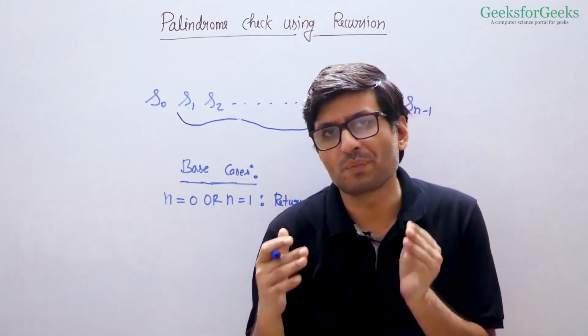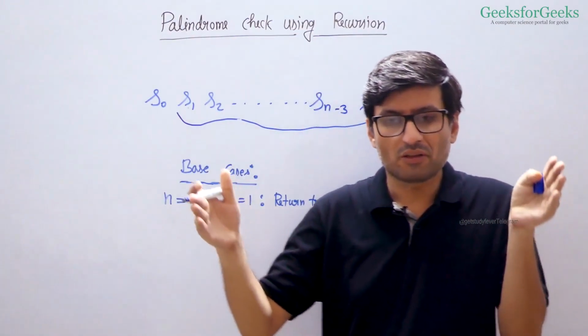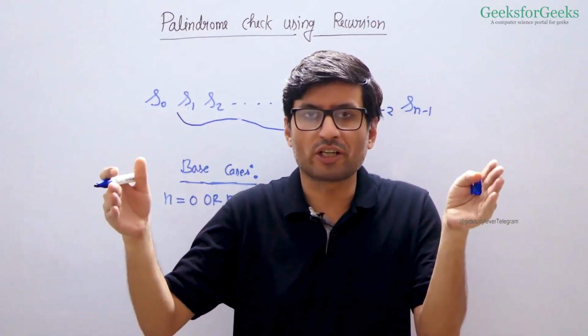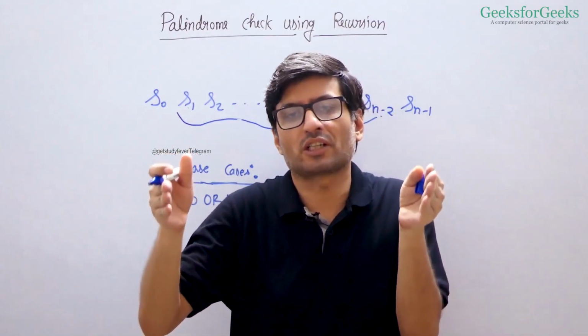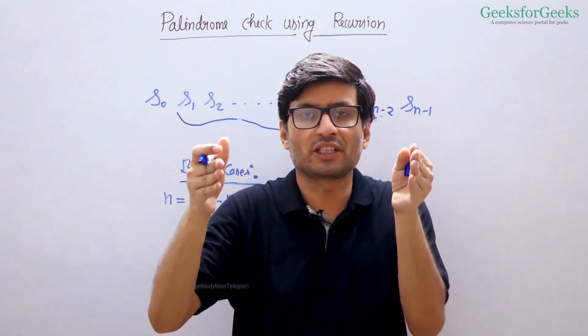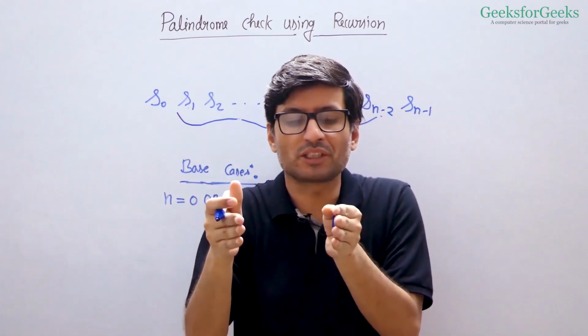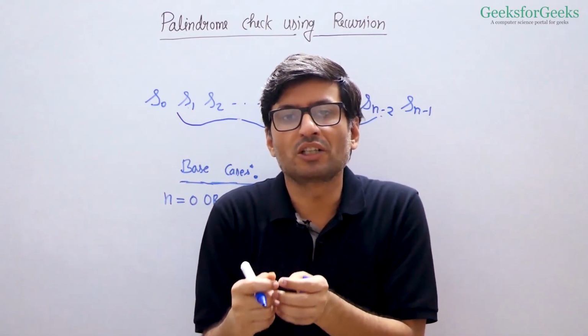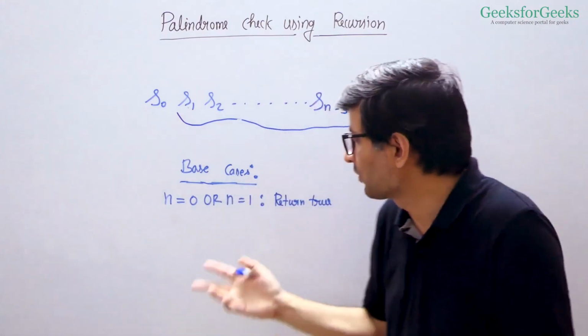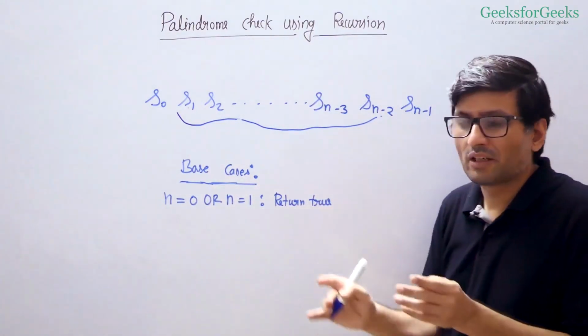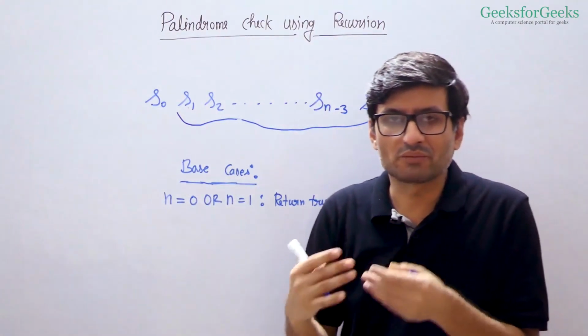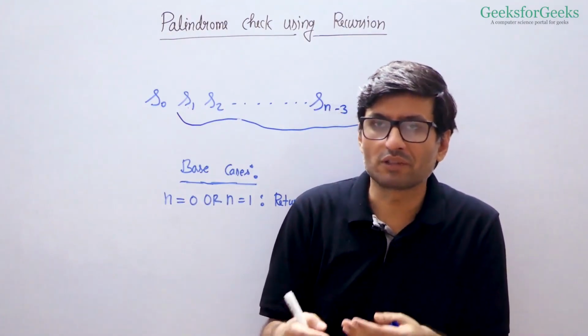Let's now talk about base cases. If we are solving for the corner characters first, then recursively checking the smaller substring, and then again recursively checking for a smaller substring, what will happen? You will ultimately end up with one of these two base cases. Either the string length will become 0. It will happen when you have an even length string.